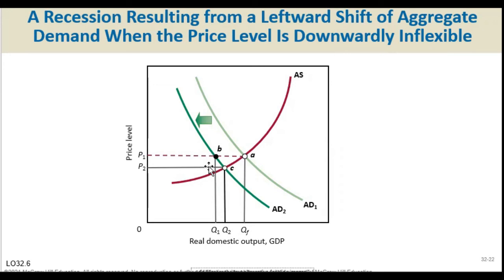But because prices are inflexible downward, if there's a decrease in aggregate demand, it will push the economy from A not to C, but to B. And B represents here the domestic output of Q1. You see that?